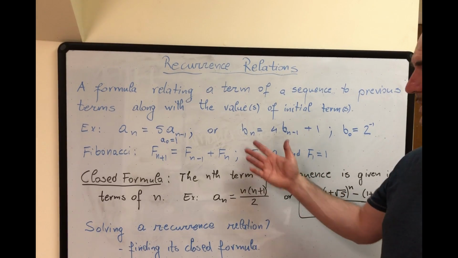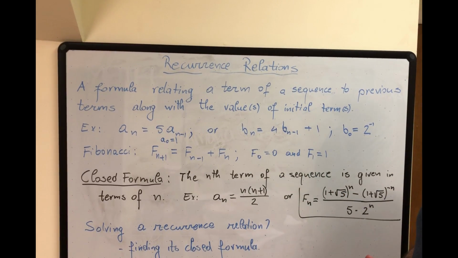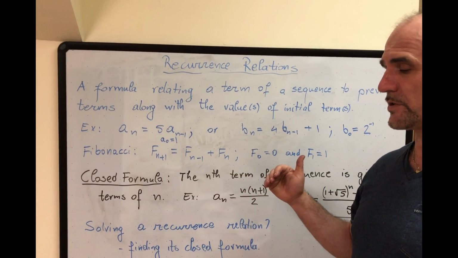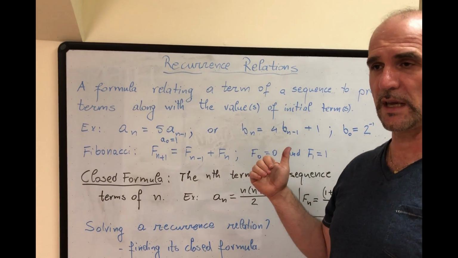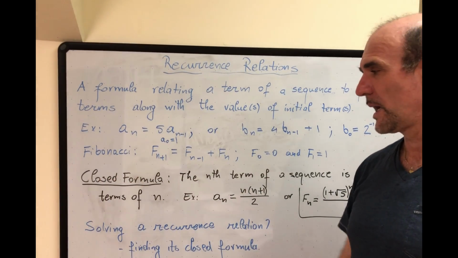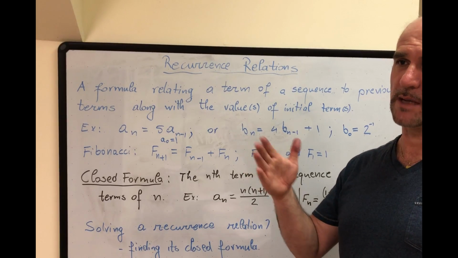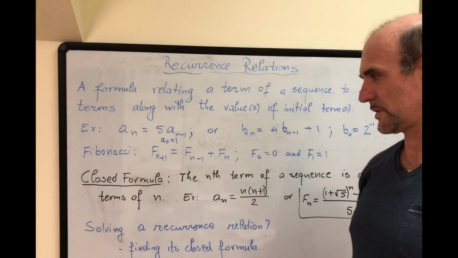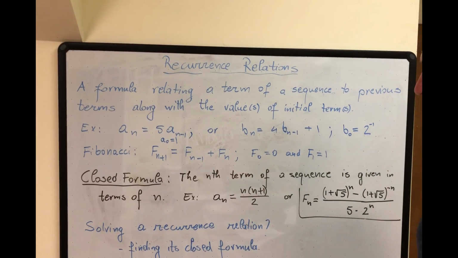Another example can be, for example, b of n equals 4 times b of n minus 1 plus 1, where b of 0 is equal to 2 raised to the power of negative 1, or 1/2. Also, one thing that I wanted to note here is that it's not just the definition of the n plus first or nth term in terms of the immediate previous term, but it can be the n plus first term in terms of two previous terms, or more than two. There is no limitation on that.